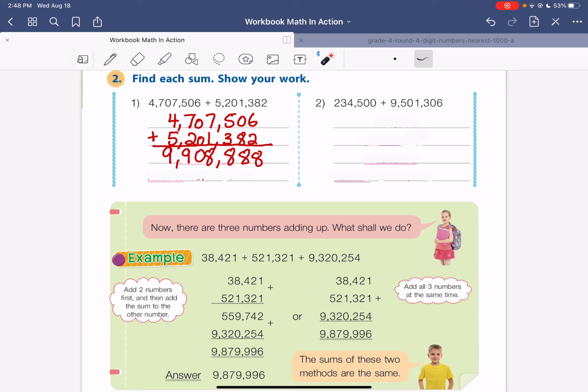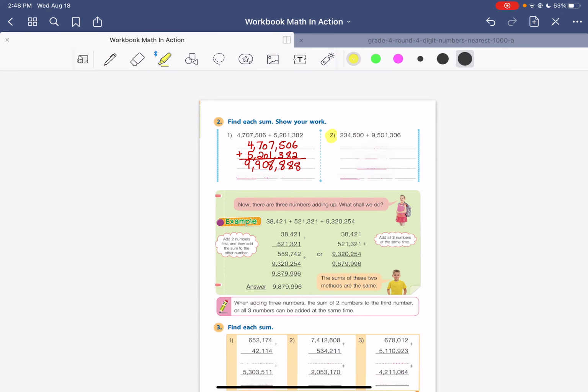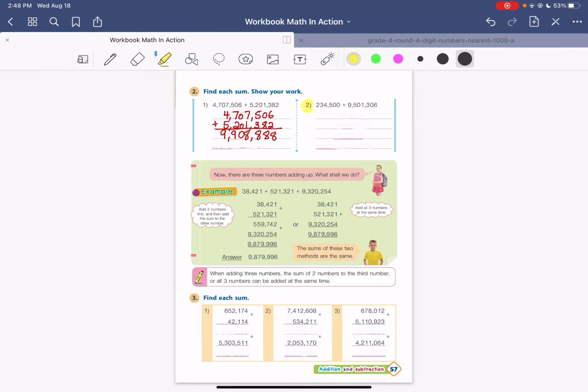Right? That's how we add up. So, number 2, I want you to try for homework. Okay? So, let's try this together. Okay? For homework.